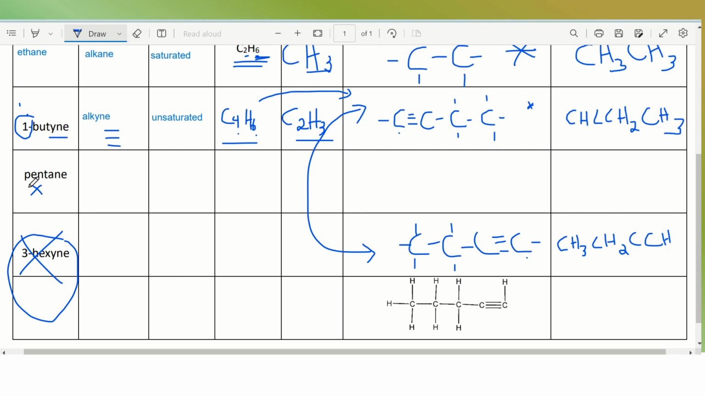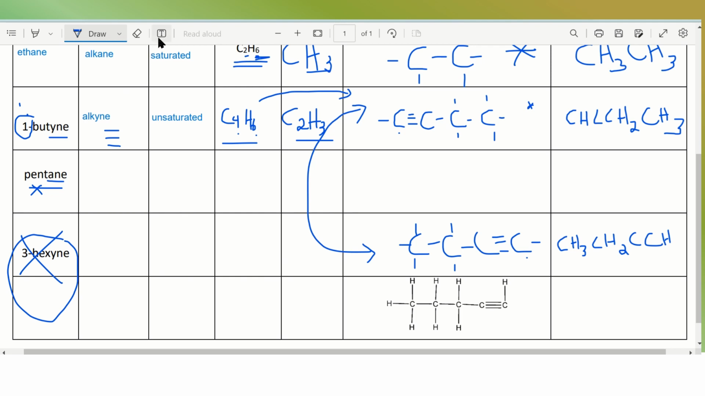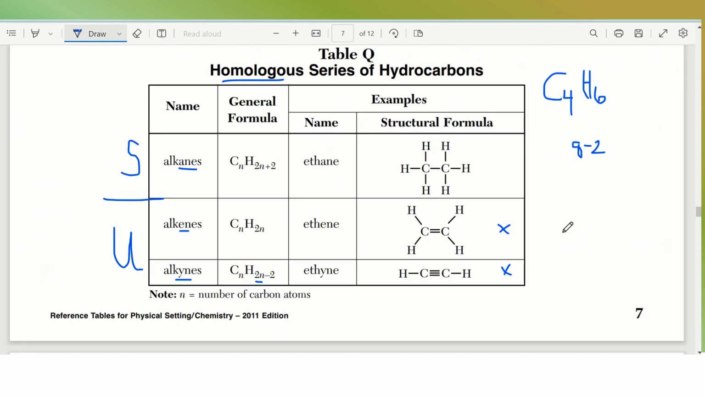All right, now we're going to do this last example, pentane. So there's the ending. And look, that's the only one that's saturated. So let's put this here. It is an alkane. It is saturated. Let's write the molecular formula. So go back here. We have C. What did we have? 5.